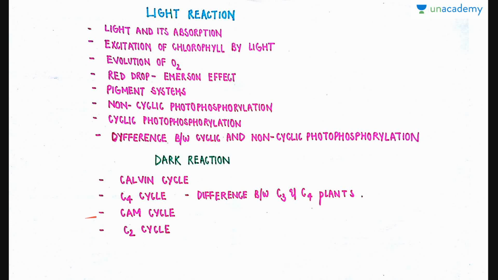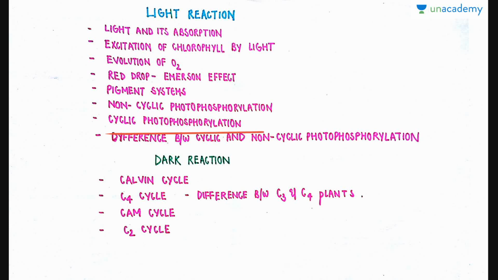I'll also be making a separate video on the difference between cyclic and non-cyclic photophosphorylation and C3 and C4 plants. Now straight away let us move towards the Calvin cycle. Before starting with the Calvin cycle, I would like to build up a concept: in light reaction we have already formed the assimilatory powers in the form of ATP and reducing power in the form of NADPH2. These are formed in two photochemical processes, which are non-cyclic photophosphorylation and cyclic photophosphorylation.